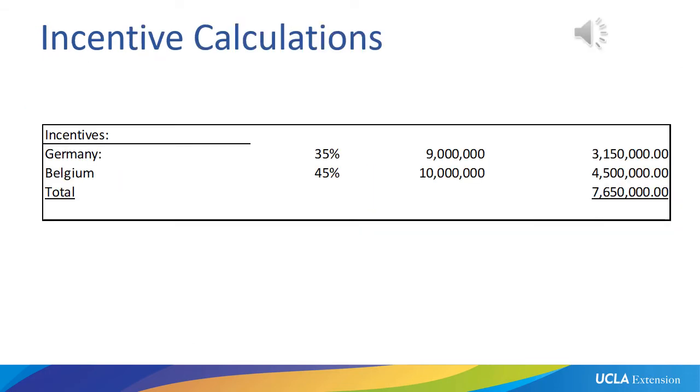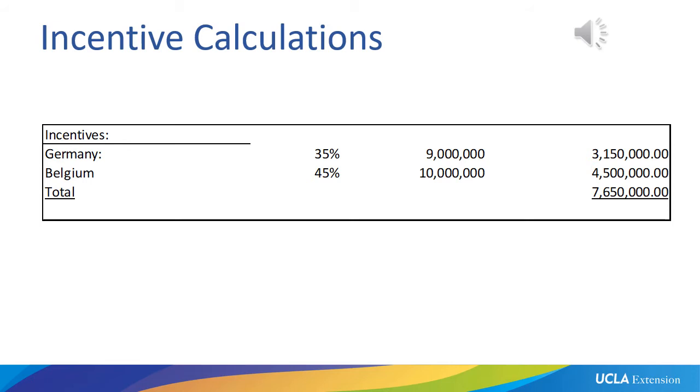Our case study mentions that only $9 million of our production cost is actually spent in Germany. That means that only $9 million are subject to a production incentive, because that's all that's being spent there. So a 35% incentive on $9 million gets us to $3,150,000 that we will be getting from Germany.